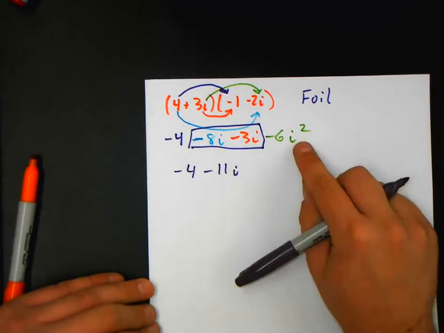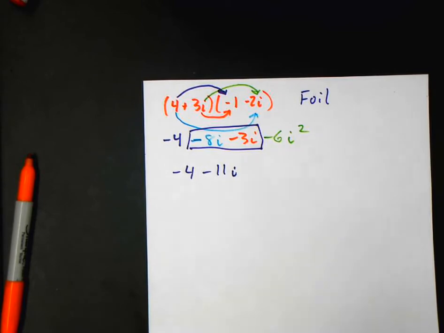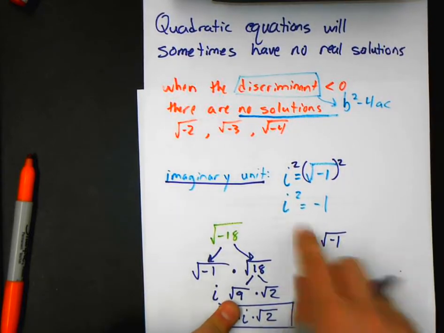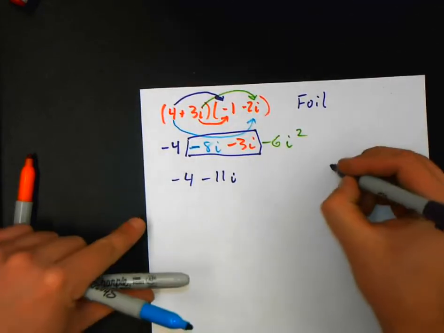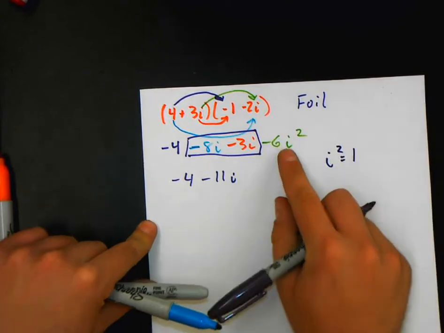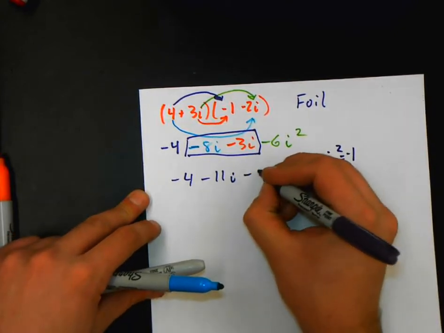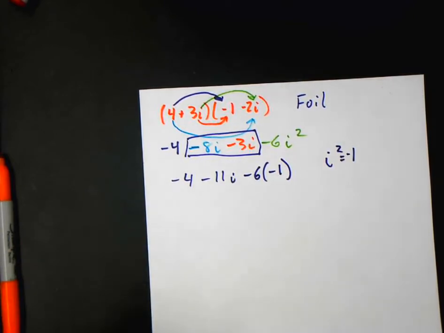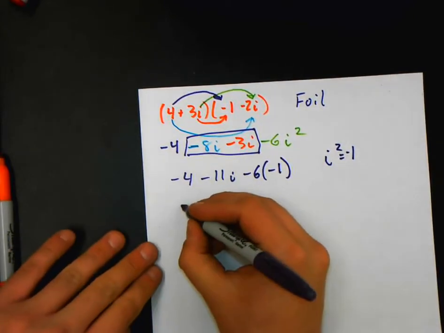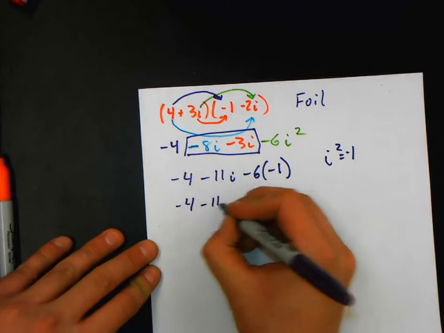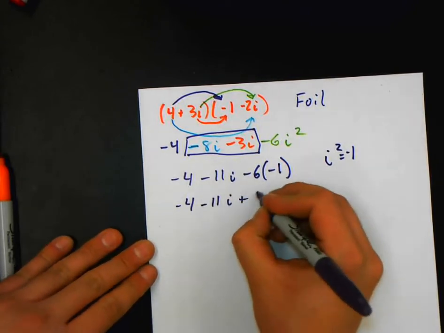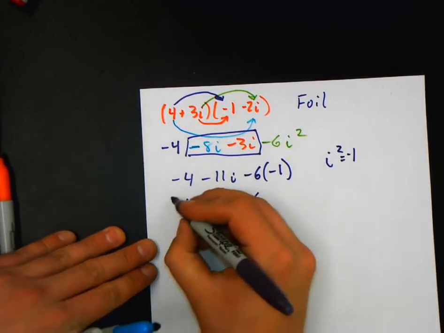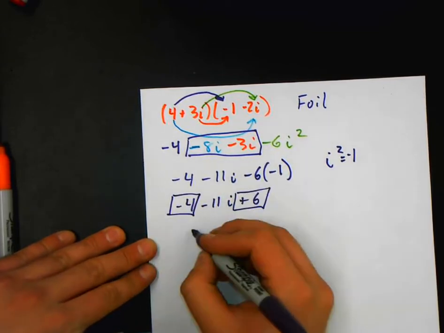And my i squared, remembering what our imaginary unit formula is, i squared is equal to negative 1. I can replace my i squared with a negative 1. So I have negative 6 times negative 1. Multiply these two numbers together. Negative 6 times negative 1 gives me a positive 6. And then I can combine it with my negative 4 to equal a 2.